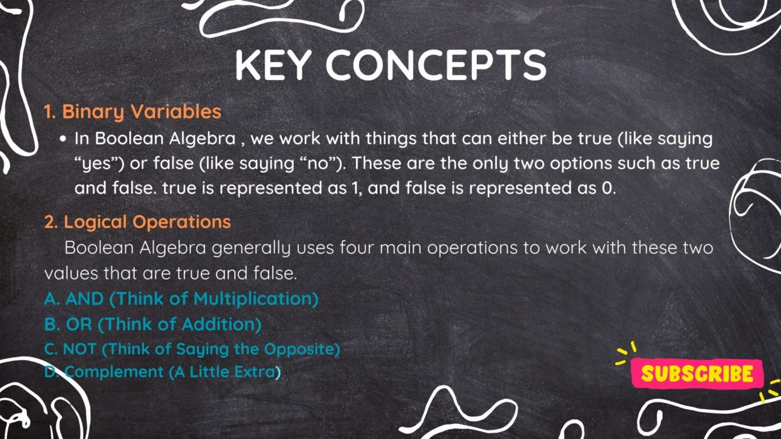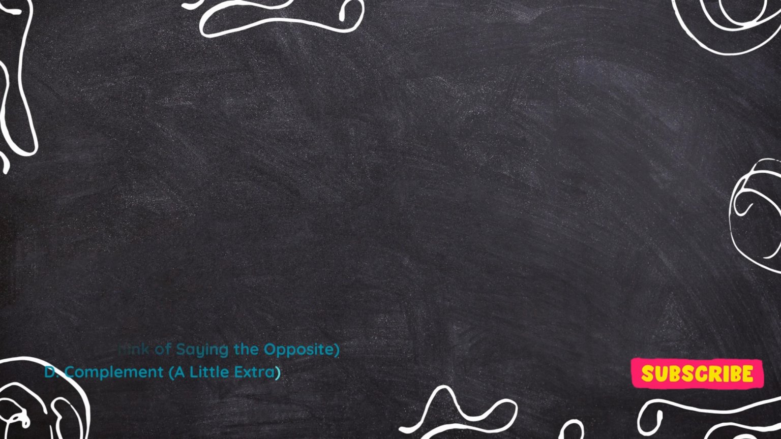2. Logical operations. Boolean algebra generally uses four main operations to work with these two values, true and false. A. AND, think of multiplication. B. OR, think of addition. C. NOT, think of saying the opposite. D. Complement, a little extra.